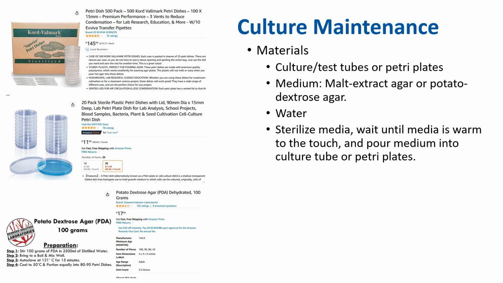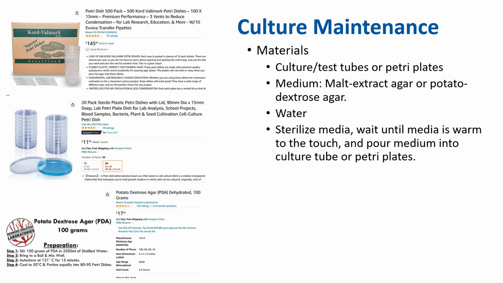Or you can just buy them. You could buy potato dextrose agar already made for $17 or $18. You could buy this and you can make about 90 petri dishes. You can also buy sterile petri plates as well. You can buy them by sleeves, or you can buy a box of 500 packs, which is much more cost effective.